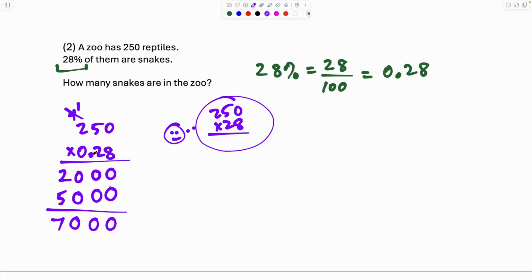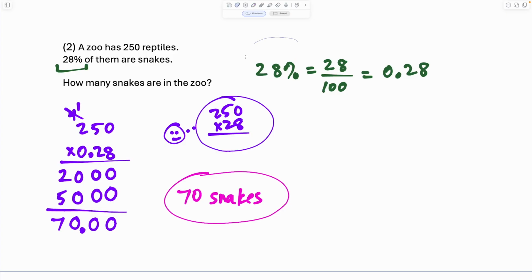But notice there are 2 decimal places here that we ignored. Notice that we have 2 digits after the decimal. So that means we would have to move this decimal point here. Imagine we have a decimal here. We would just move this 2 spaces to the left, giving us 70. So how many snakes are in the zoo? There are 70 snakes. And this is, once again, just multiplying 250 by 0.28.